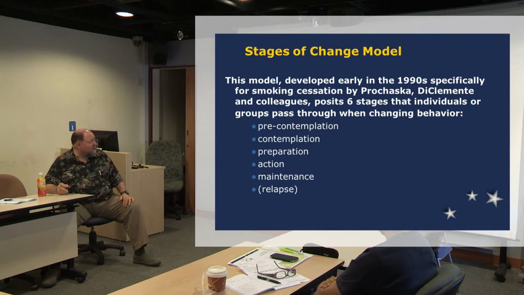So they posit six stages. Pre-contemplation: it's kind of like thinking about it, but it's not really on your agenda. Contemplation: it's on your agenda, but you're not doing anything. Preparation: you're starting to mobilize. Action: you're actually involved. Maintenance: you're maintaining it over time. And then the last one, which is not a good one, is relapse, where you weren't able to maintain, which means that you try to move them back through the stages again.